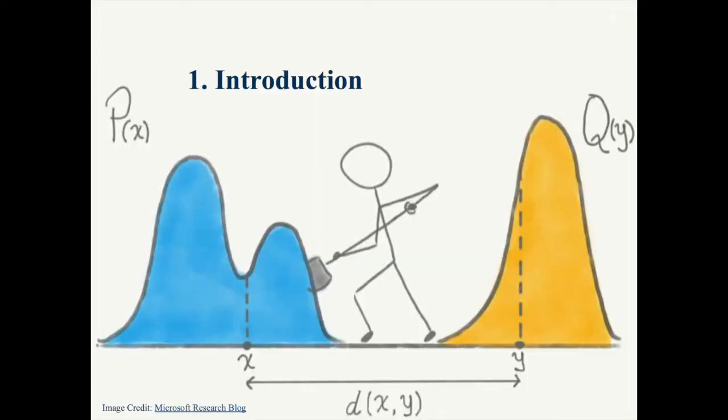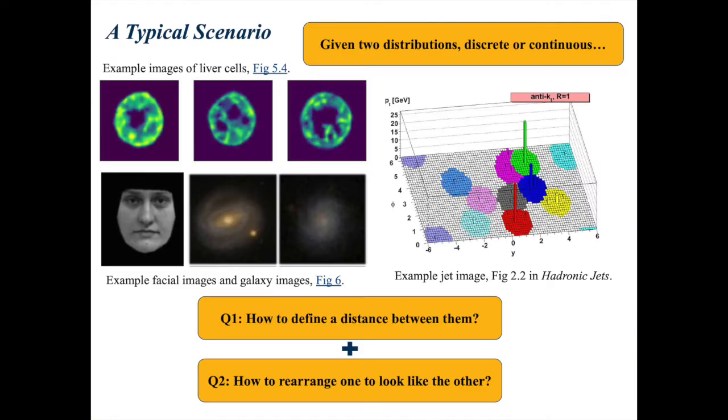Later, what optimal transport has to do with this digging soil. So we know that everywhere in science, we encounter data that can be seen as some sort of distribution, either continuous or discrete. For example, here are some images of normal and cancerous liver cells. And here are grayscale facial images, and these are some galaxy images.